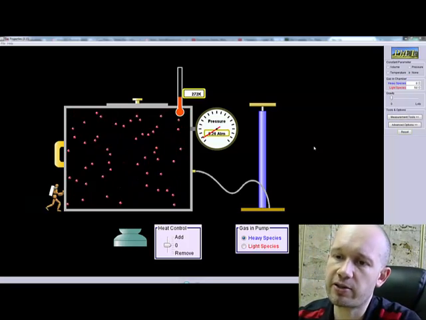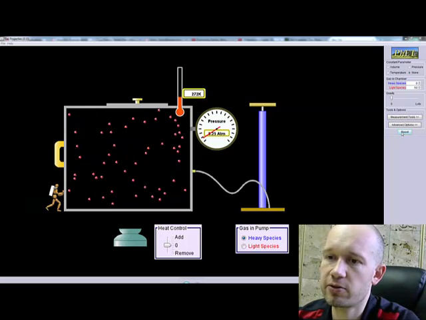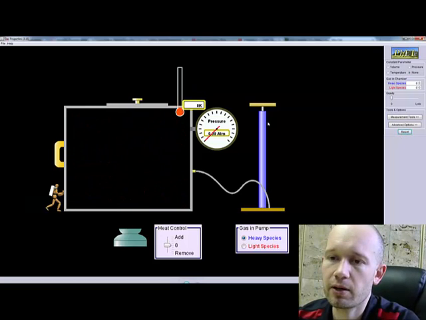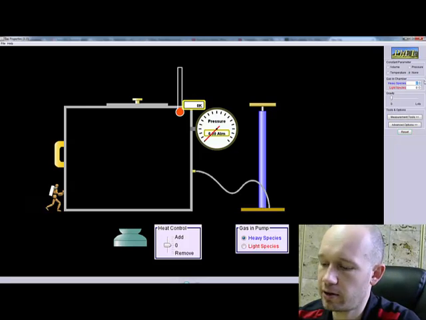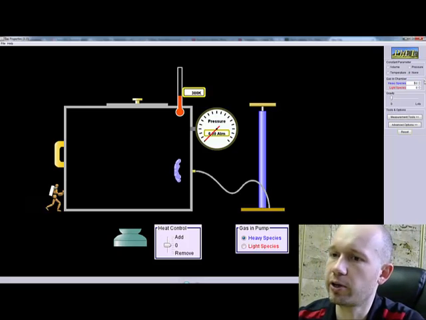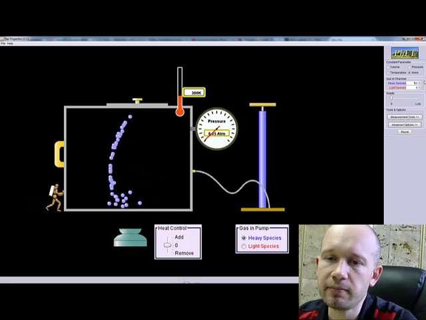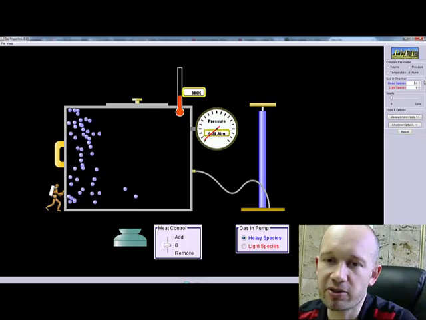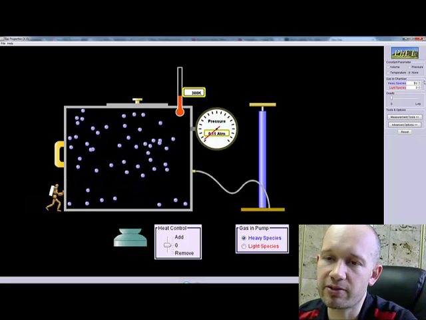So let's change the gas. Let's reset this, and let's change the gas to these heavy species of gas, and the same number of molecules, 50. Again, we don't know what type of gas this is, or which particular gas this is.